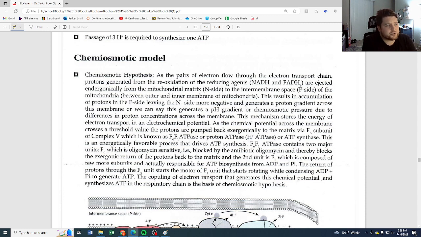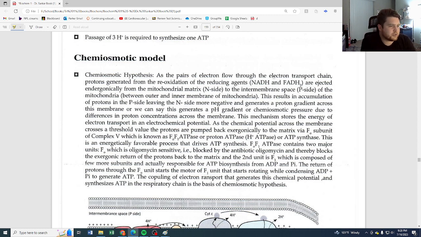This mechanism stores the energy of electron transport in an electrochemical potential. So that gradient that we've created is essentially a storage of energy. Because once there's an opportunity for those hydrogens to pass back through, that movement is going to release a bunch of energy as it occurs.